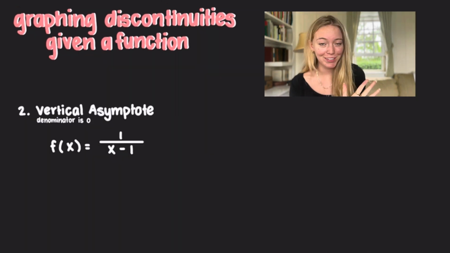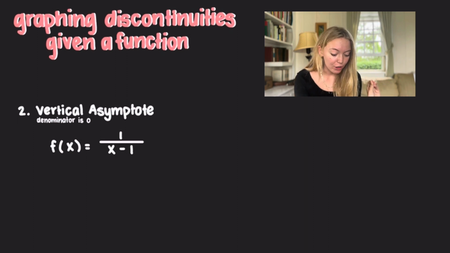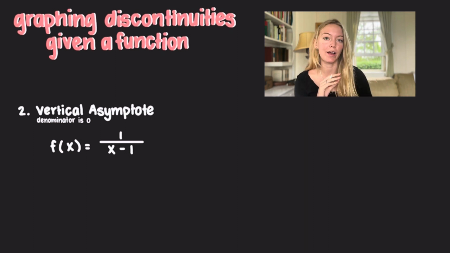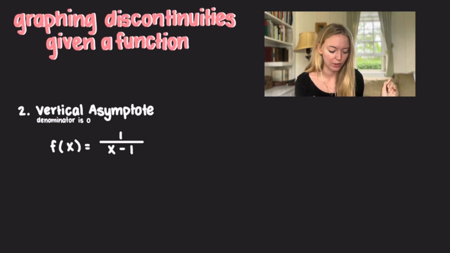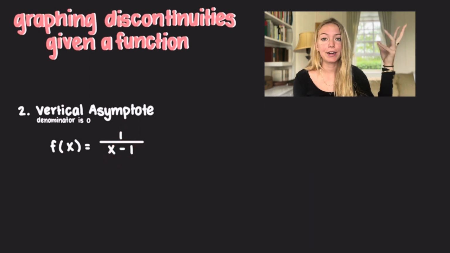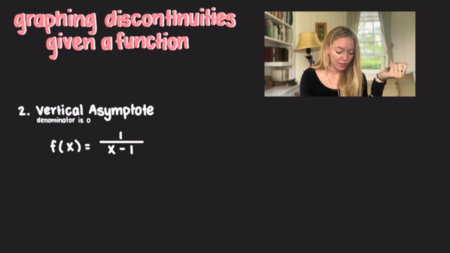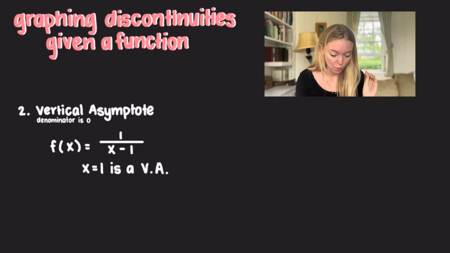The next type of discontinuity is called a vertical asymptote. A vertical asymptote happens wherever the denominator is 0. Granted, there's not already a hole that was canceled out. So like in this case, nothing cancels out, so we're good there. Now we look at the denominator. Okay, where is the denominator 0? Well, the denominator is 0 at x is equal to 1. So there is a vertical asymptote at x is equal to 1.